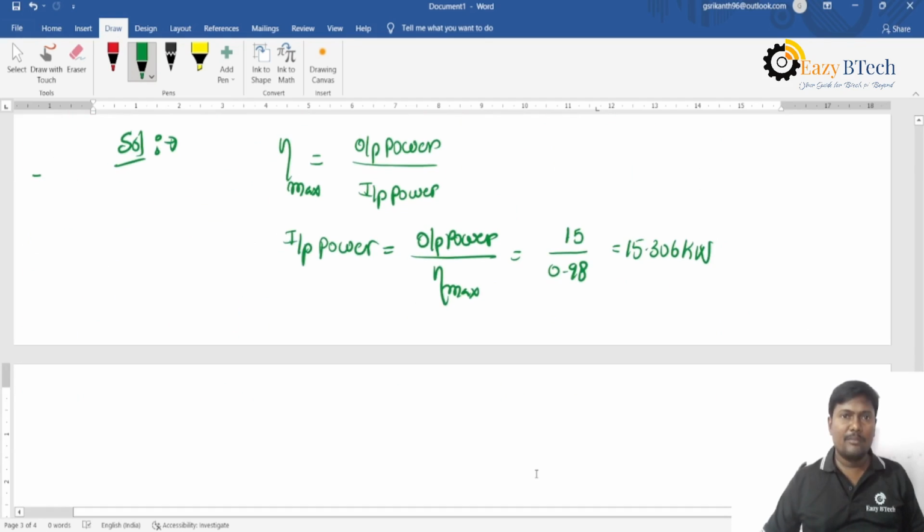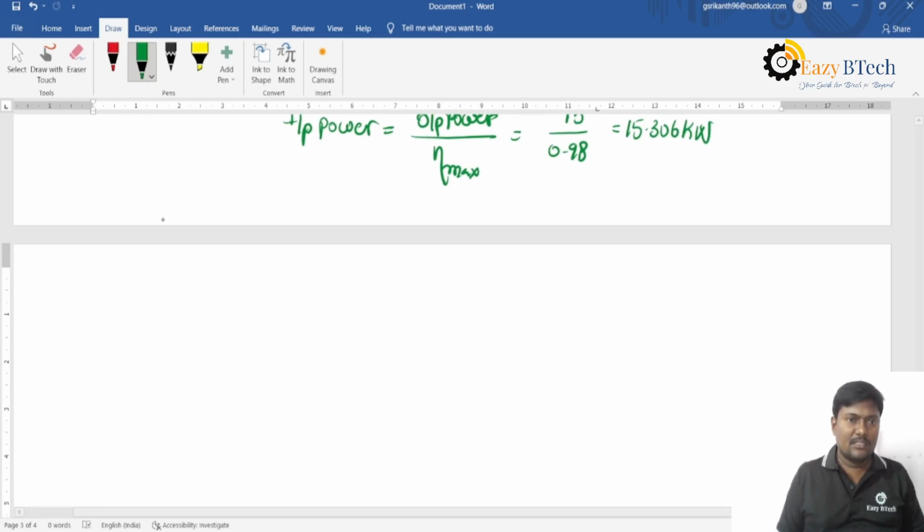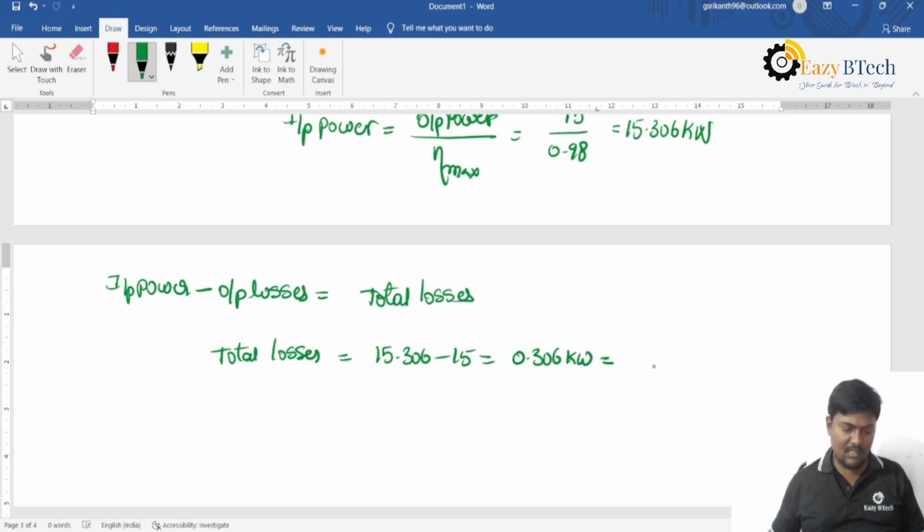15 kVA at unity power factor. Yes, the power factor is given as 1. So kVA into cos phi should be equal to active power. After that, input power minus output power gives the total losses. So the total losses is 15.306 minus 15, which is 0.306 kilowatts. Finally I got it as 306 watts.